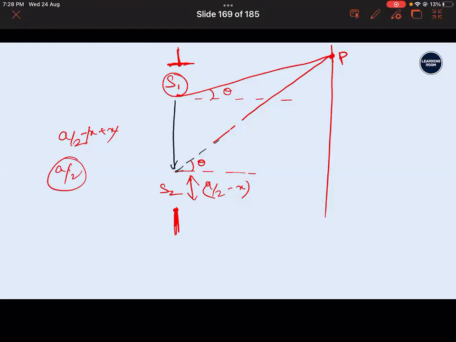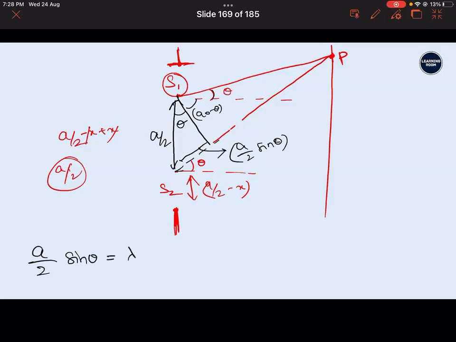So if this is A by 2, you drop a perpendicular here. Okay. So if this is theta, this will be 90 minus theta, then this will be theta. So that is A by 2 sine theta. So the path difference A by 2 sine theta should be equal to lambda by 2.